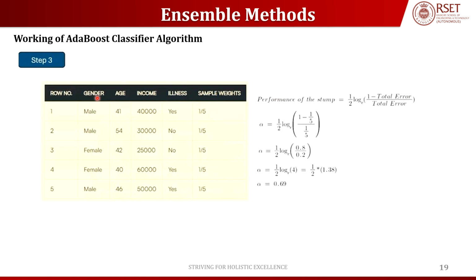Then for step 3, we calculate the amount of say, which is represented by the Greek letter alpha. This value measures how much influence our weak learner will have on the final prediction. The formulas are already given there, we're just substituting the values. The formula for alpha is based on the total error of the weak learner. As you can see from the calculation, the total error here is 0.2, that we have done in the previous slide. So when we plug this into the formula, we get an alpha value of 0.69. A lower error rate results in a higher alpha, meaning the model is given more influence.